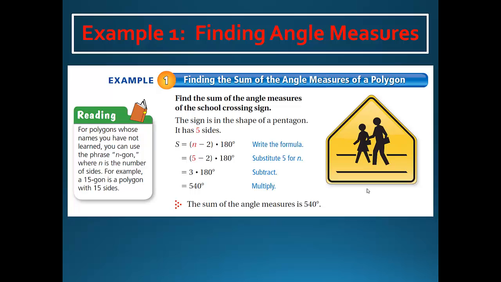Since the pentagon has 5 sides, we're going to substitute the n and put 5 in for that n. So now we have that S would equal the quantity 5 minus 2 times 180 degrees. 5 minus 2 is 3, so we're going to multiply 3 times 180 degrees, and we get 540 degrees. So the sum of the angle measures is 540 degrees.